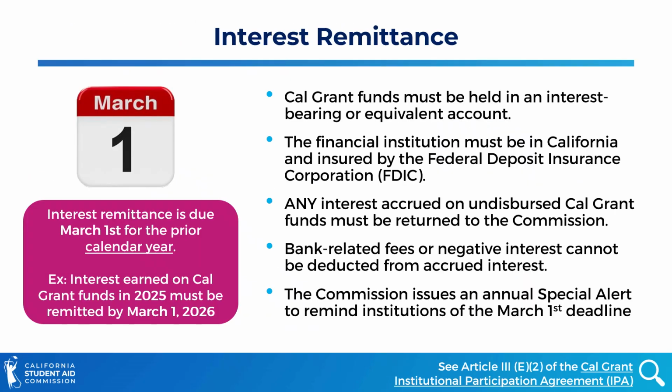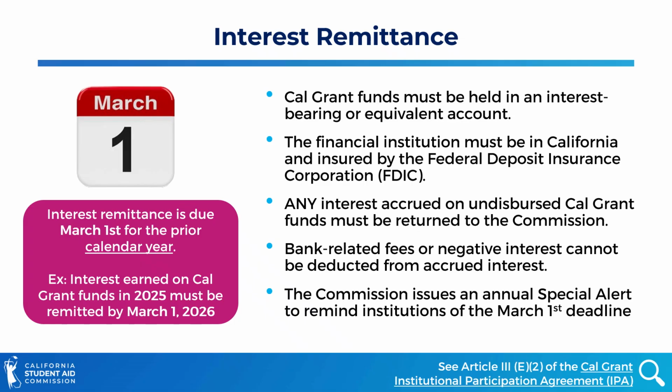Let's talk about entrance remittance. The majority of institutions have a bank account where funds are initially deposited. Funds can then be swept into an investment pool with a different bank. The investment pool must be interest-bearing, and the financial institution must be in California and insured by the FDIC. Any interest accrued on undisbursed Cal Grant funds must be returned to CSAC.